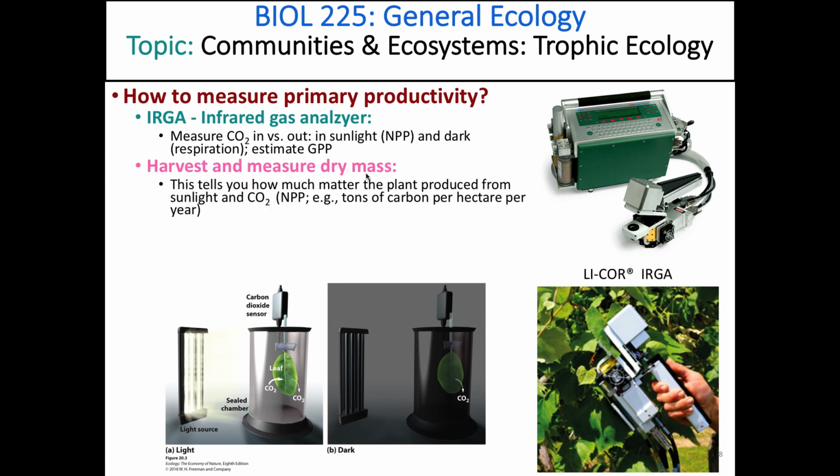Another way is to harvest and measure dry mass. This doesn't involve any fancy tools. All you have to do is go out at the same time each year and harvest a bunch of plant material, and let's say you go out and collect 10 leaves, and then you dry it out, get all the water out of it, and measure the mass, and then you go out the next season, collect 10 leaves, and see how much you get for your dry mass again. And so the idea here is you're comparing dry mass, and the more dry mass there is, it means the higher the productivity was.